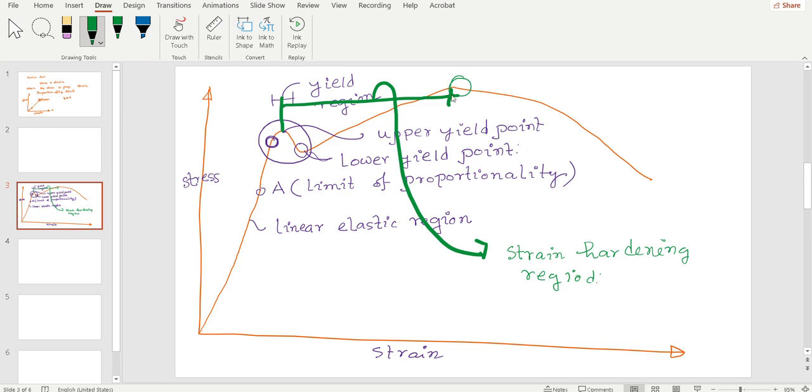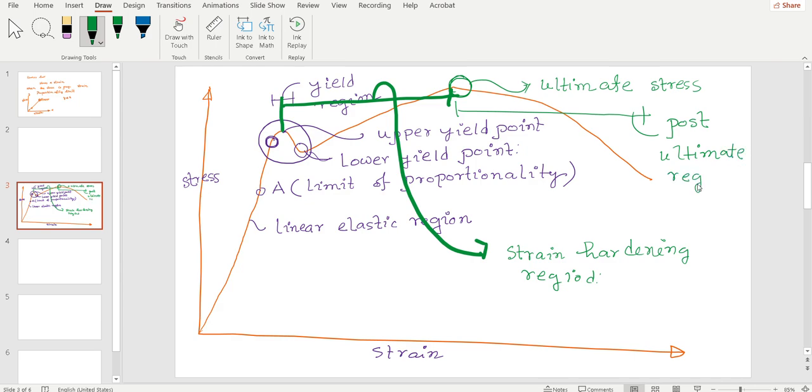And at this point, look at the peak. There is no specific peak here, it is just like a curve. Just ignore the notches created here due to my fault. Here is the ultimate stress, and after that this portion is called the post-ultimate region.